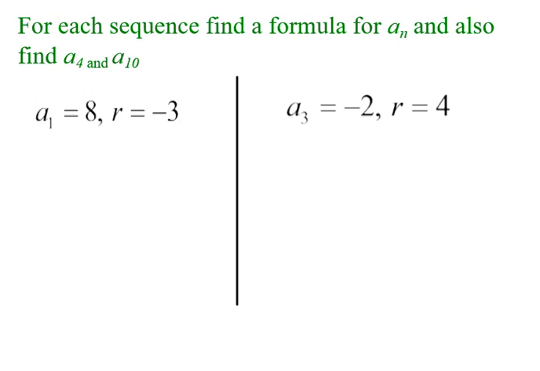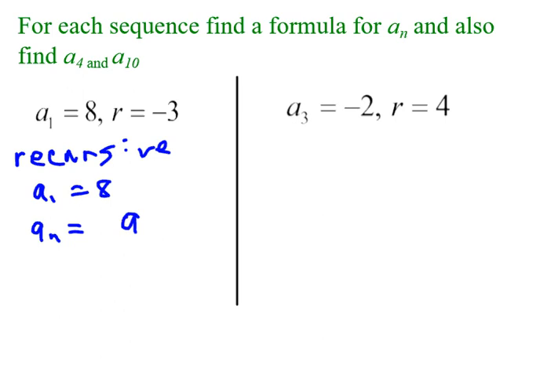Okay, so let's try a couple of problems. I want to find the sequence formula for an. Again, you should be able to do recursive. If we do recursive here first, I think that's the easier one. We need our a1 is 8, and an is a(n minus 1). We're going to take whatever number we have and multiply by -3.